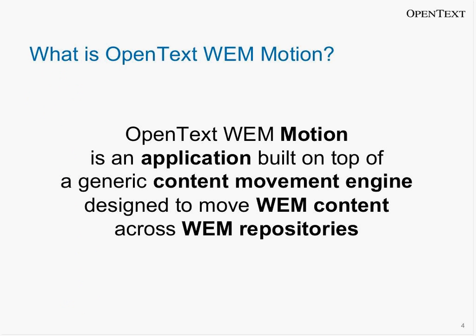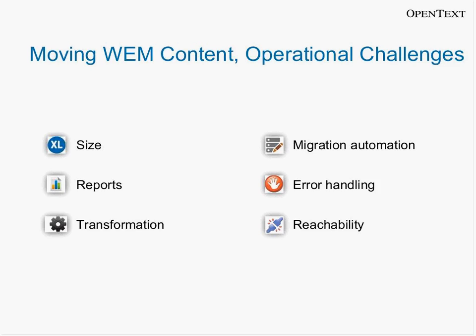So what is OpenText Web Motion? Well, OpenText Web Motion is an application built on top of a generic content movement engine designed to move web content across web repositories. So what does it mean? There are a few operational challenges when moving web content from one repository to another. First of all, the amount of content to migrate is very large.